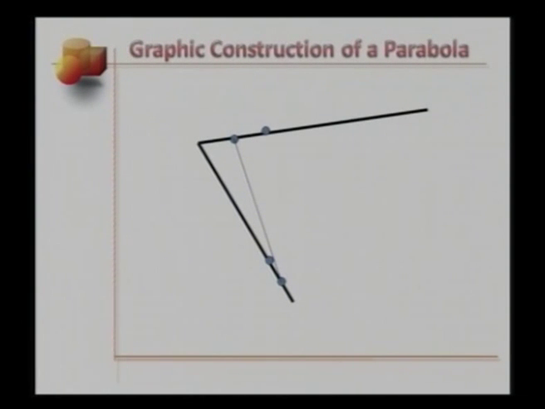You repeat the procedure again. Here, this length over this length is the same as this length over this length. Once again, this length over this length is the same as this length over this length. You would keep continuing the process and finally, you would want to draw a curve that passes through this point, to this point, and it's tangent to all these line segments. The curve in red is your parabola.